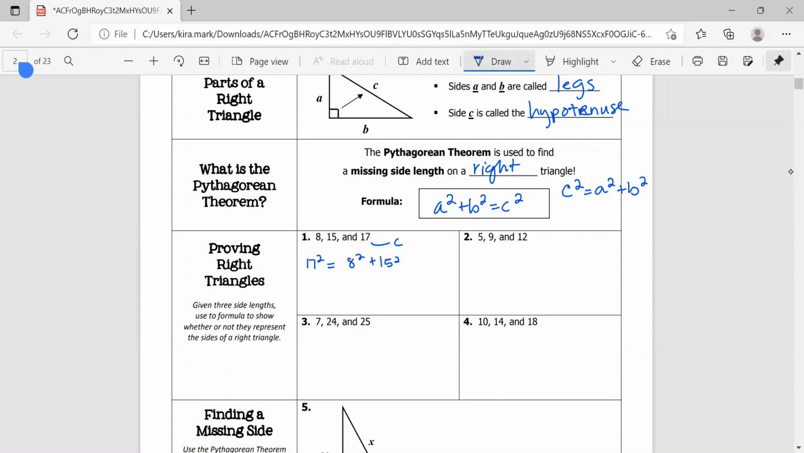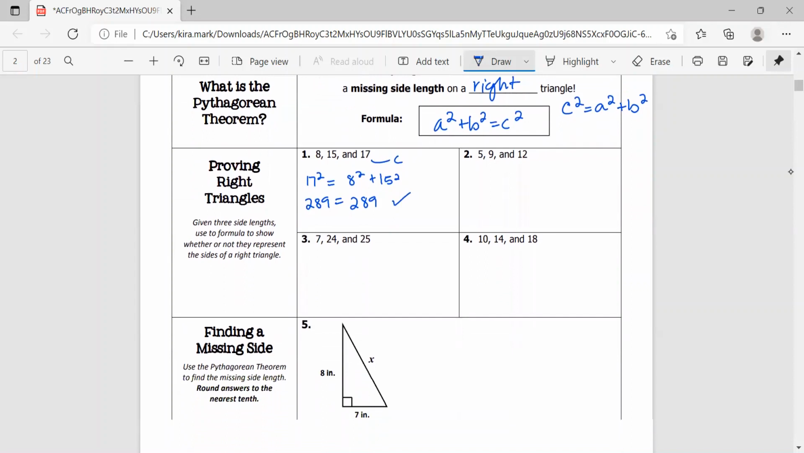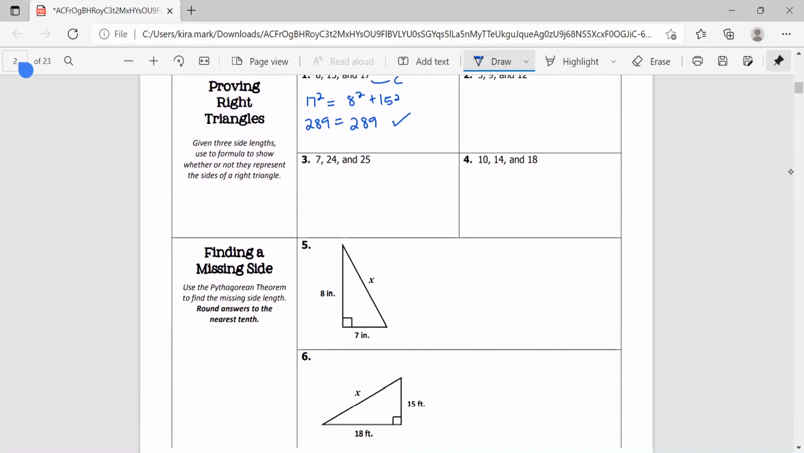So 17 squared, I'm going to type it in my calculator. I get 289. And does that equal 8 squared plus 15 squared, which is 225? It does. I added it straight in my calculator and I got that. So yes, that works out. That is one way to do it. Well, the only way to do it.